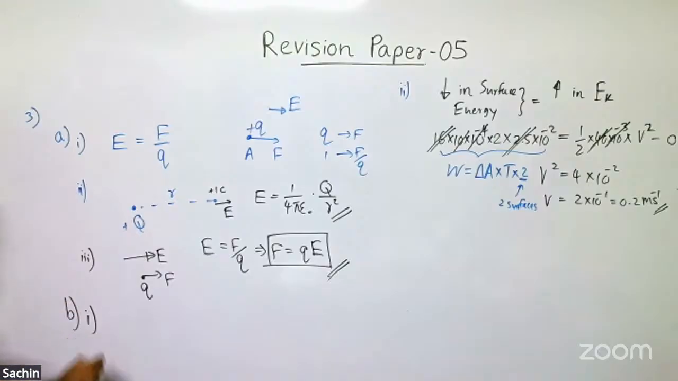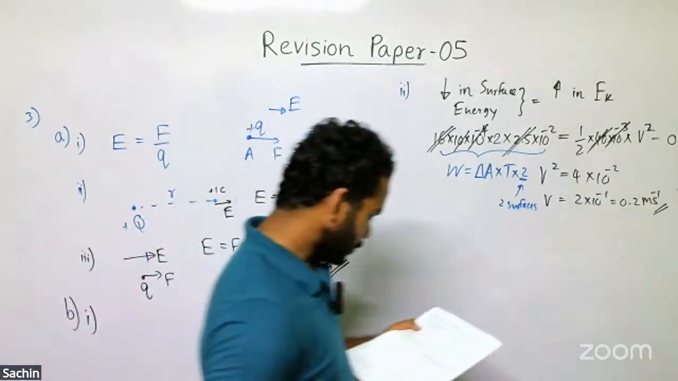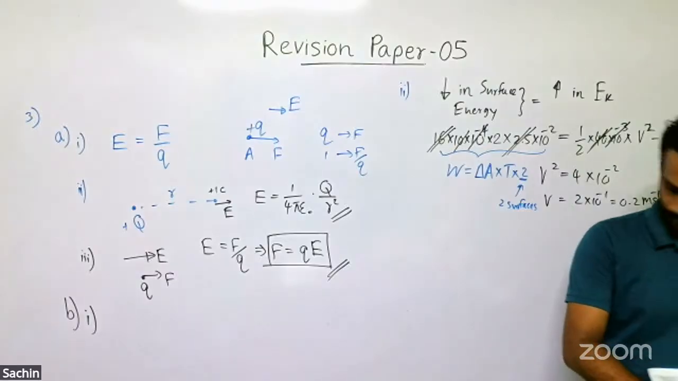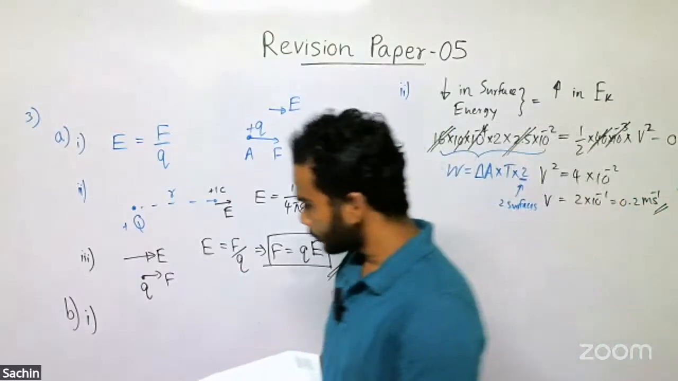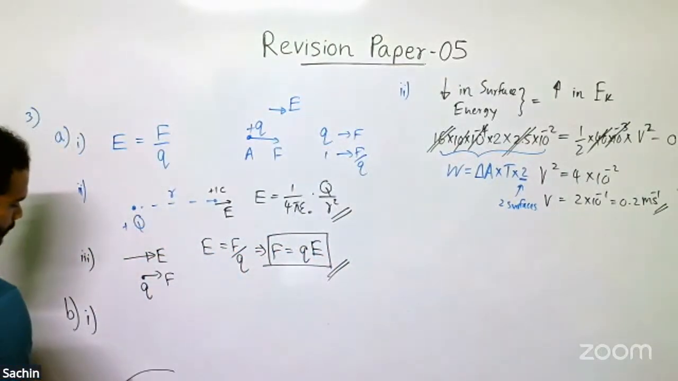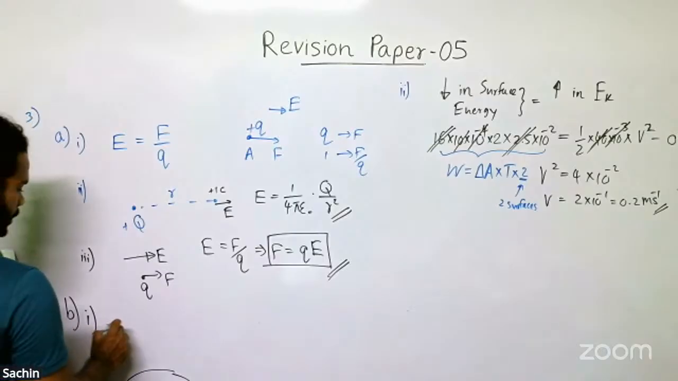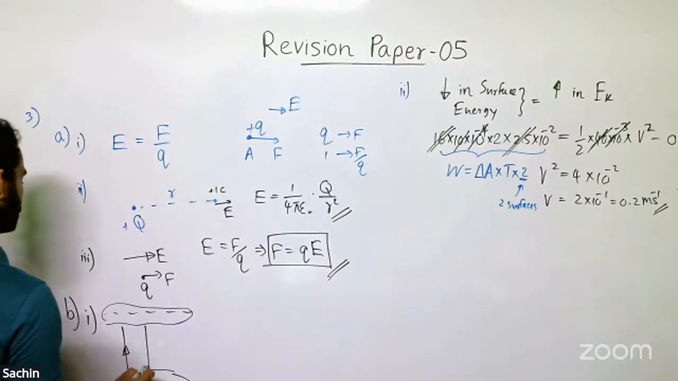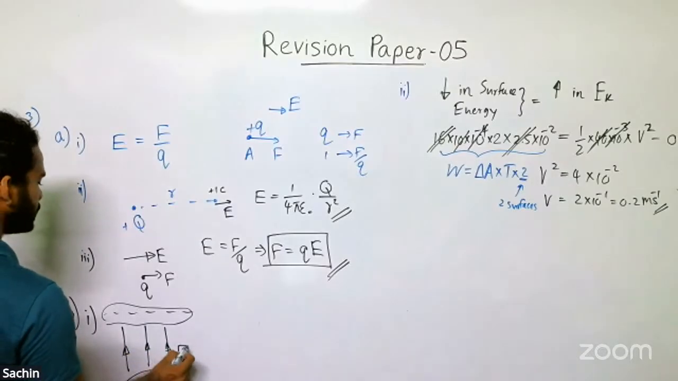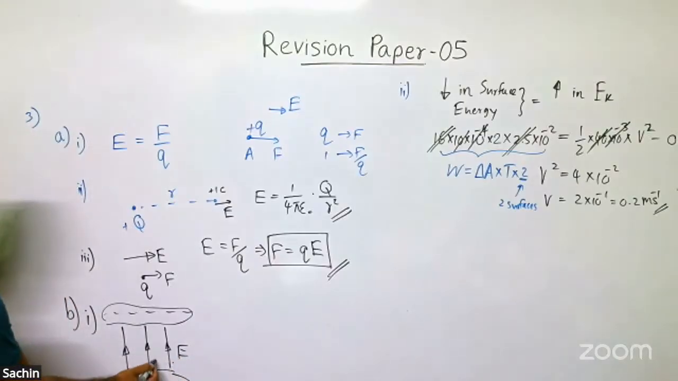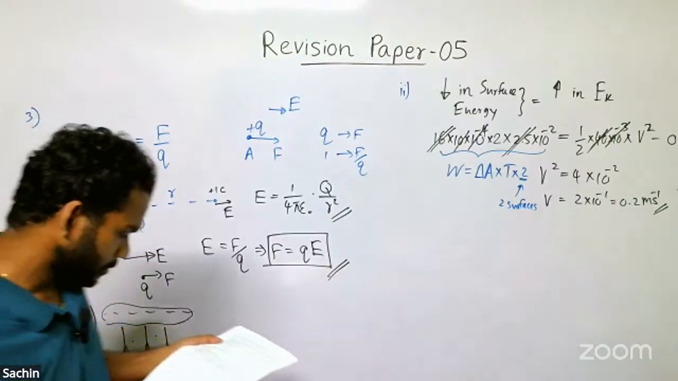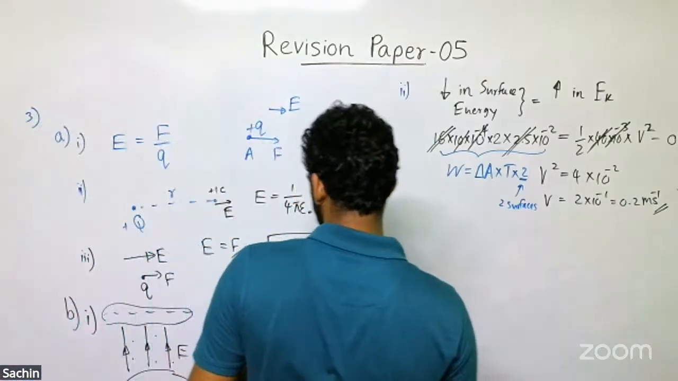Okay, part B. The uniform electrostatic field is created between the Earth and a thunder cloud as shown in the figure. Fine, so there is a uniform electric field. What do you mean by a uniform electric field? A uniform electric field means that at all points the field intensity is equal. Each of these points you consider, the electric field is the same. The value is the same.